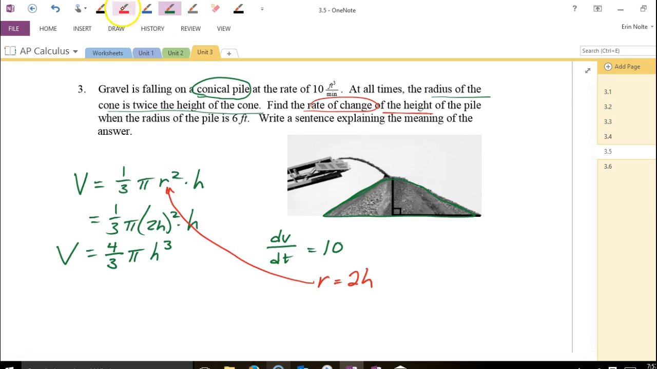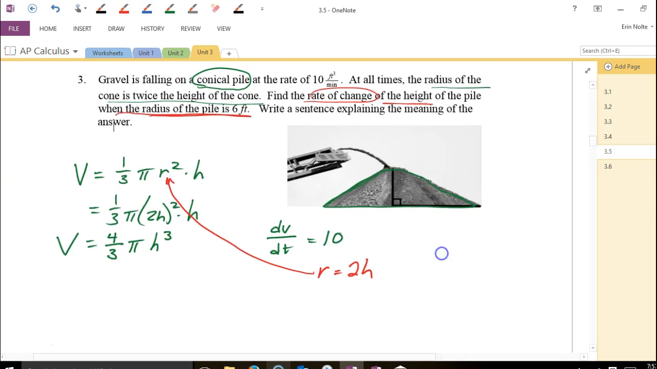Okay, so continuing through this sentence, it says when the radius of the pile is 6. If the radius of the pile is 6, what would the height be? The height would be 3. So that's going to be information that we can plug in later.